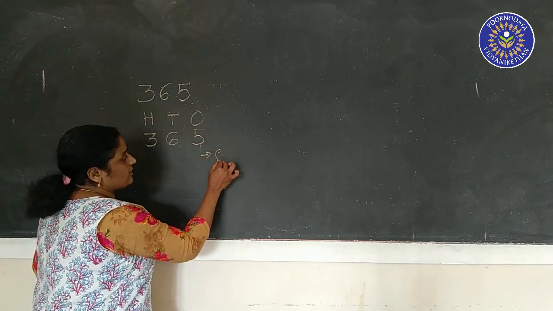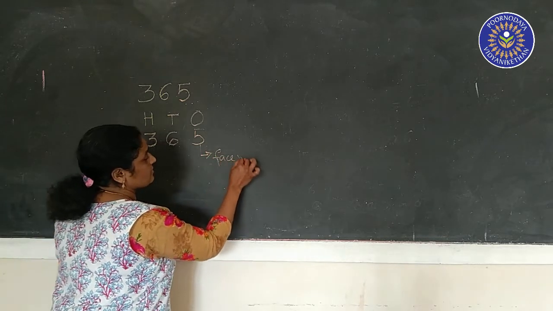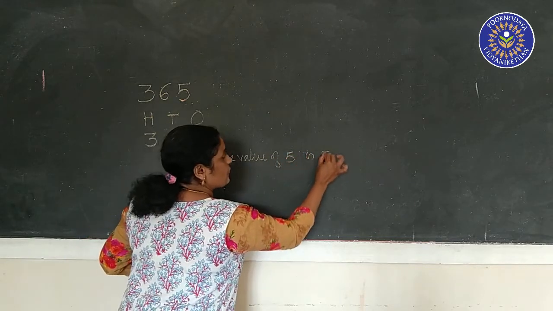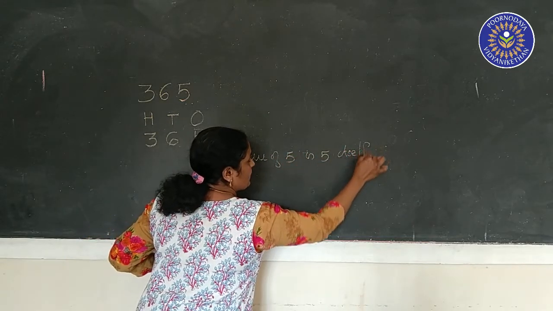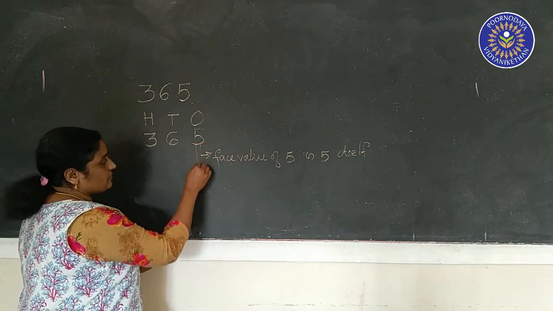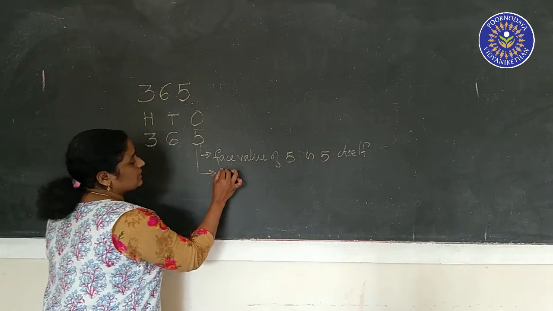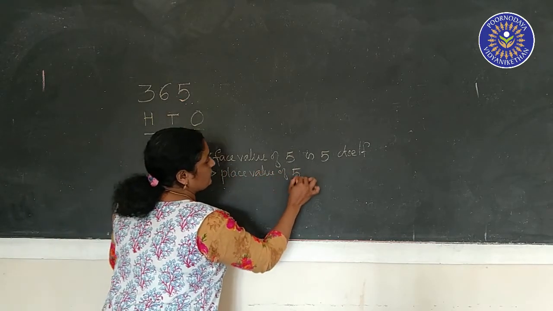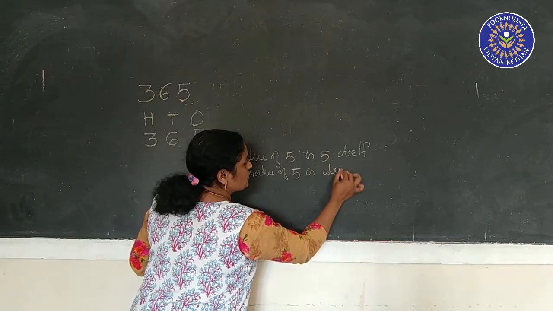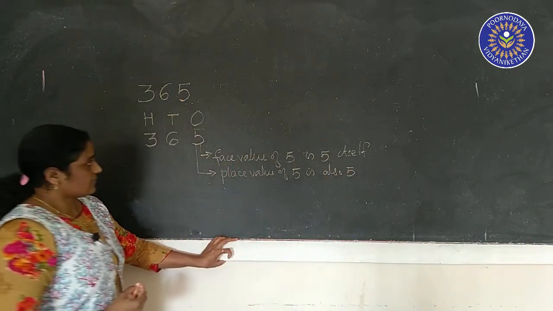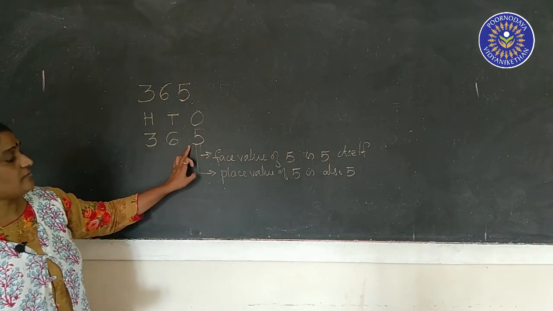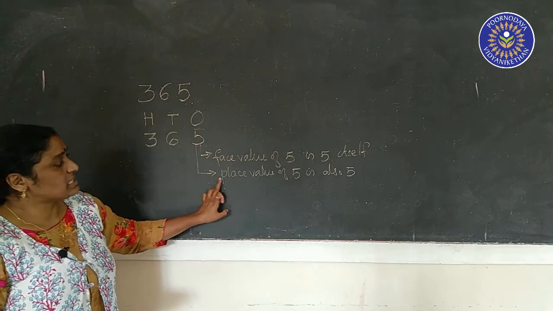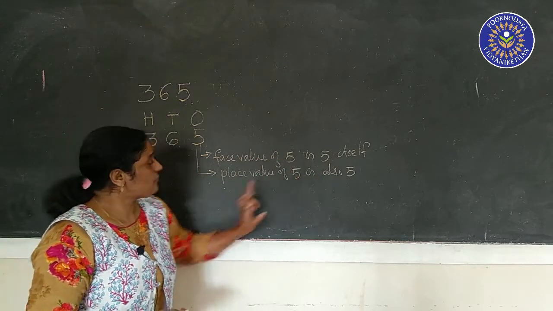The face value of 5 is 5 itself. 5 is in ones place, therefore the place value of 5 is also 5. Here in ones place, the face value of the digit 5 is 5 itself, and in ones place, the place value of the 5 is also 5.